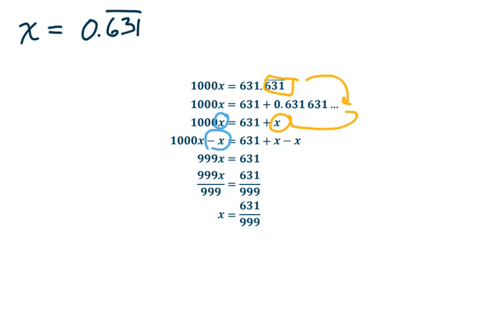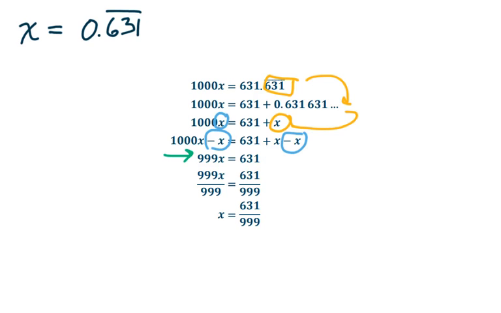And we've been doing that forever, ages and ages. So this is definitely cleaning things up. We have 999x equal to 631. So all the messiness that we began with, where we had the point and then we had this piece after the decimal that was repeating, it's all gone.